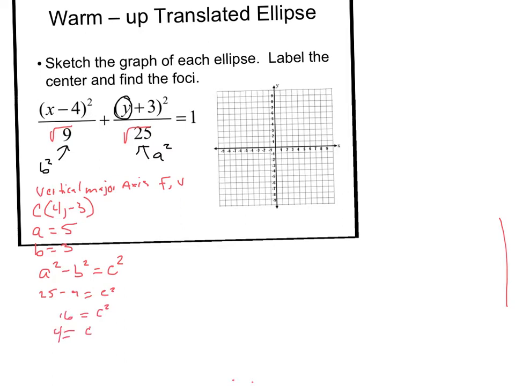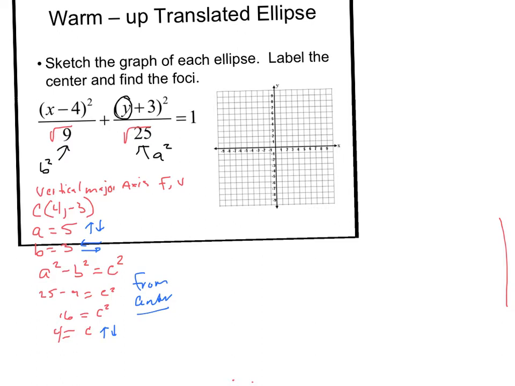So the way this works is I'm going to take the center and plot it. I am going to move 5 units up and down from the center. I'm going to move 3 units left and right from the center, and for c I'm going to move 4 units up and down, and this is all going to happen from the center. The center is no longer at 0, 0, so we are adding to our center value.